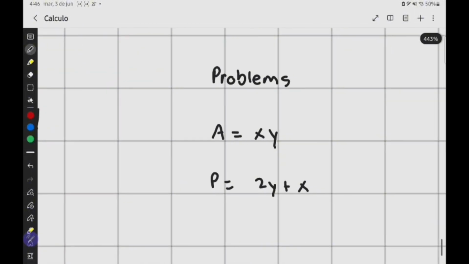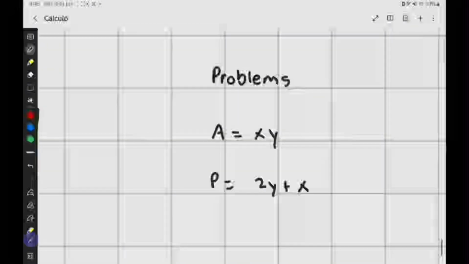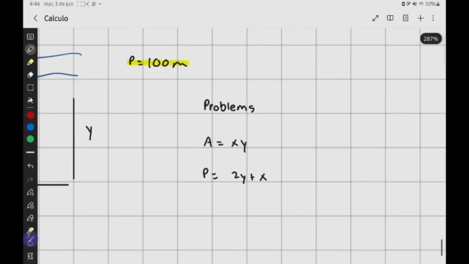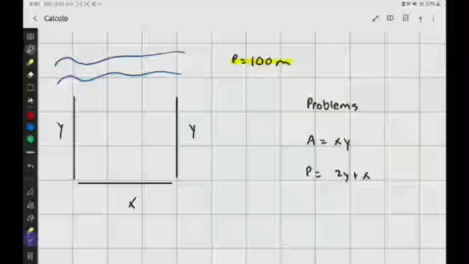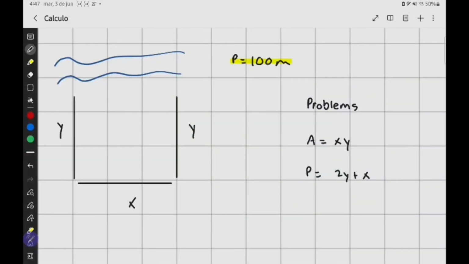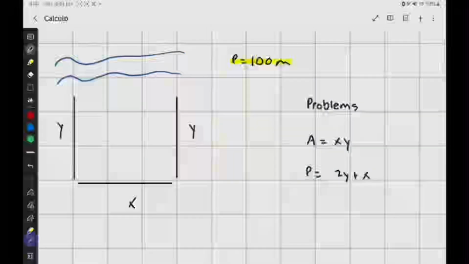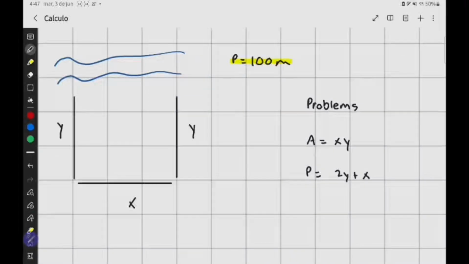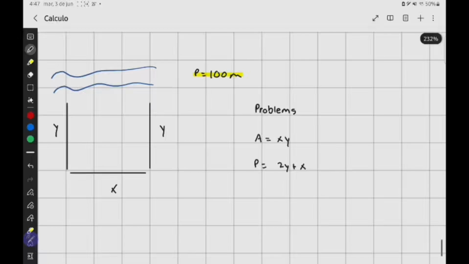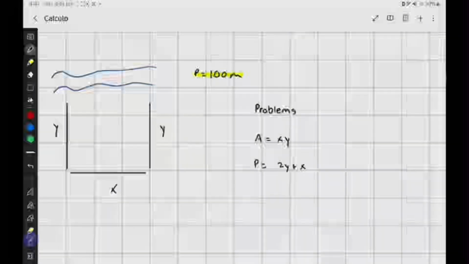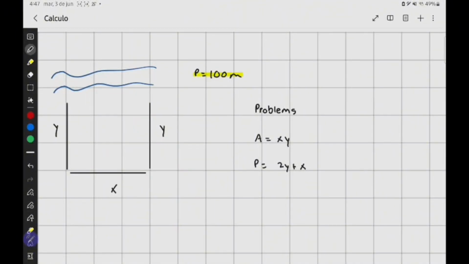So what we want to do is have two problems, the maximum problems we can have here. In this place we can have the area and the perimeter. The area is x multiplying y, and the perimeter is 2y plus x.